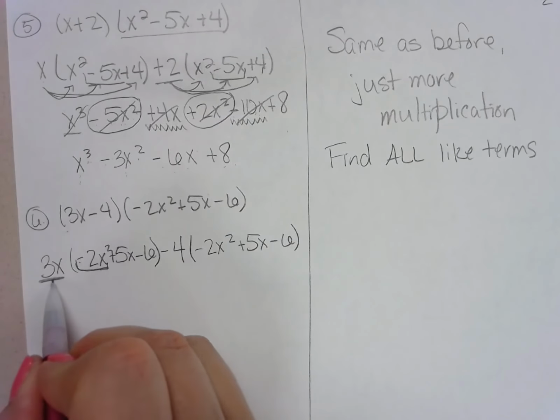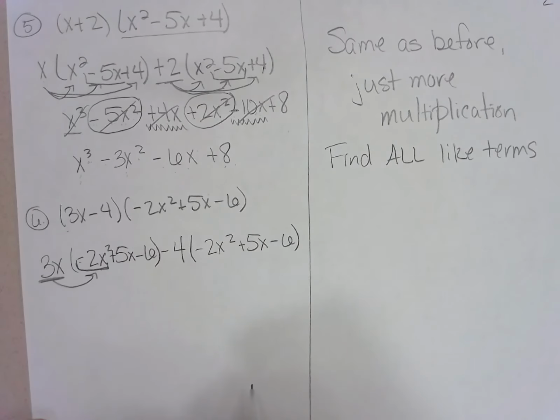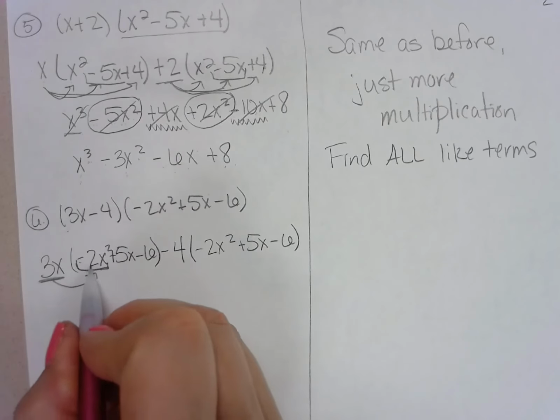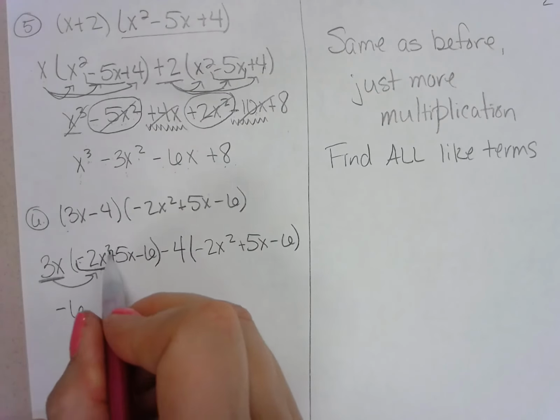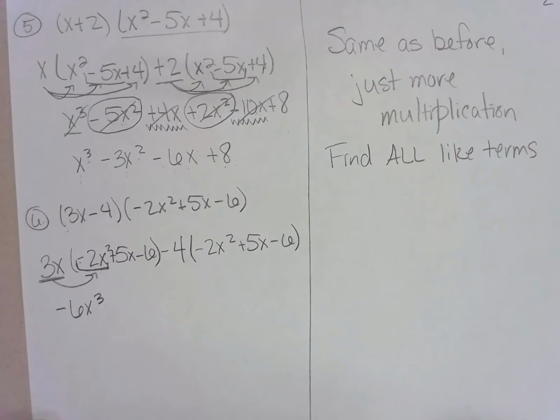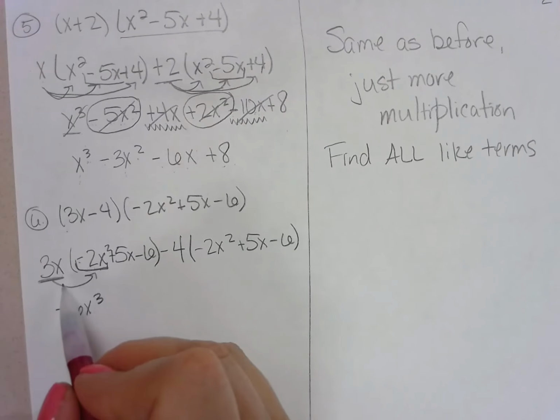So I'm going to say 3x times negative 2x squared. A positive times a negative is a negative. 3 times 2 is 6. x times x squared is x to the third. So a lot going on in all these problems.